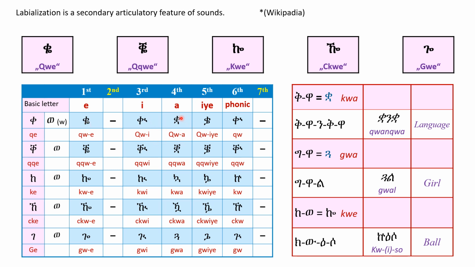Que, qui, qua, que, que. Let us take some words with those letters. For example, qua, it means language. In these letters there is the addition of k plus wa plus n plus k plus wa. Qua, language. Gual, girl. Ku'so, ball.